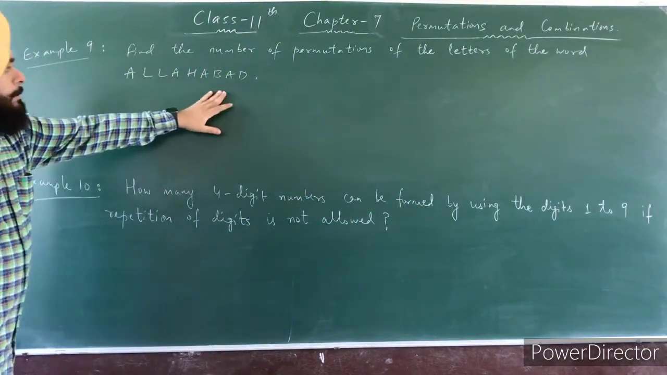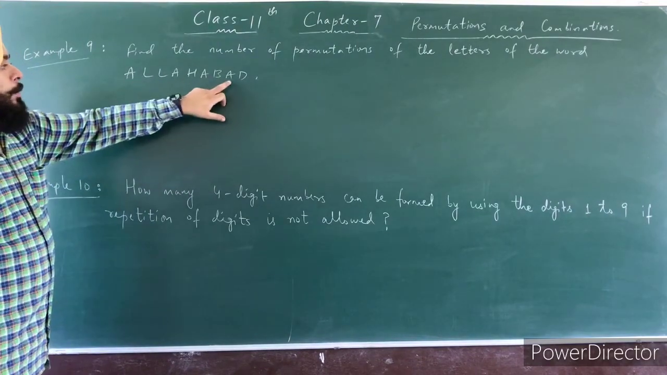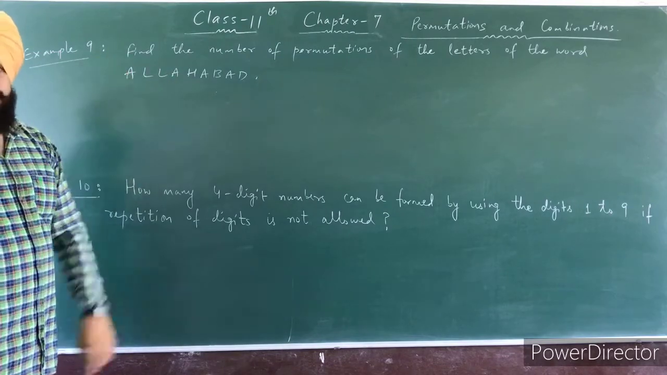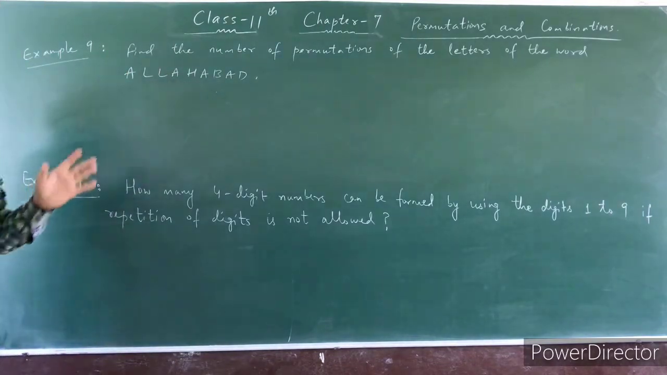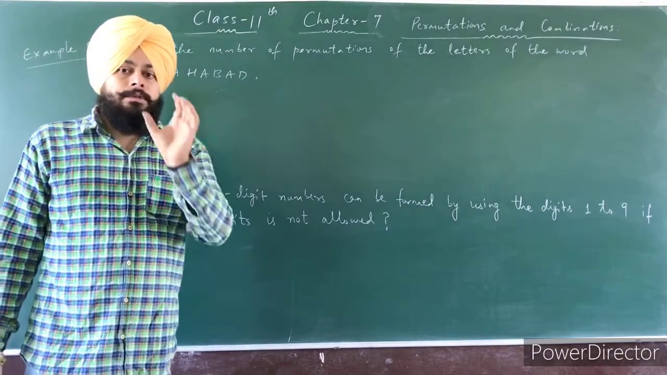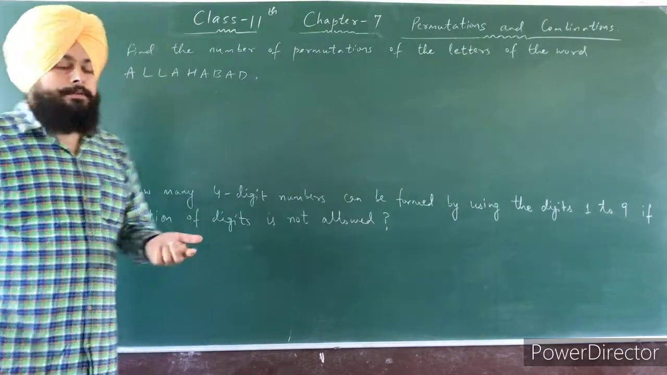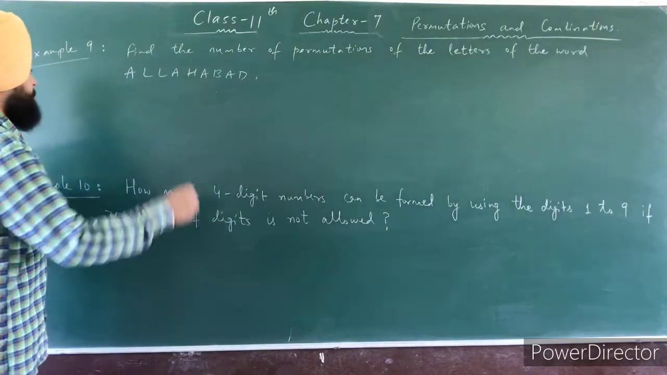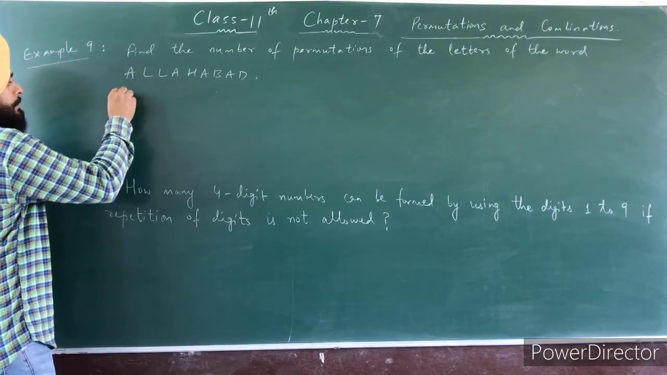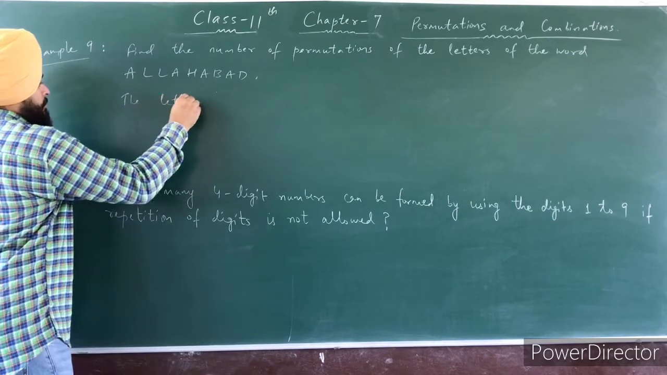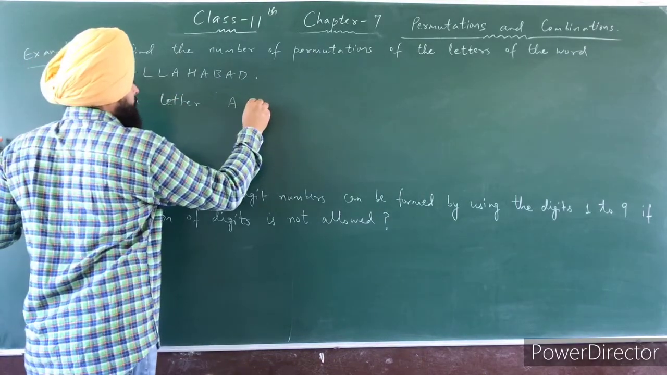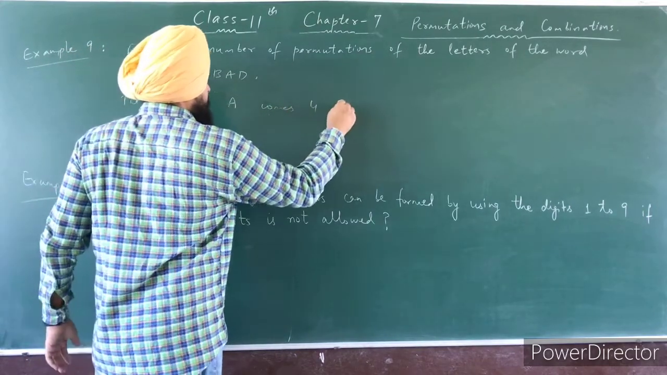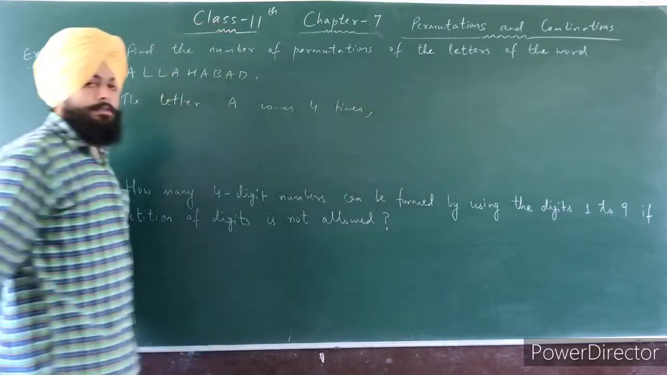So in this word Allahabad, A is repeated how many times? 4 times, and L is repeated 2 times. So we have to find the number of permutations of the letters of this word in which letters are repeated. First we write which letters are repeated how many times. So in Allahabad, the letter A comes how many times? 4 times.